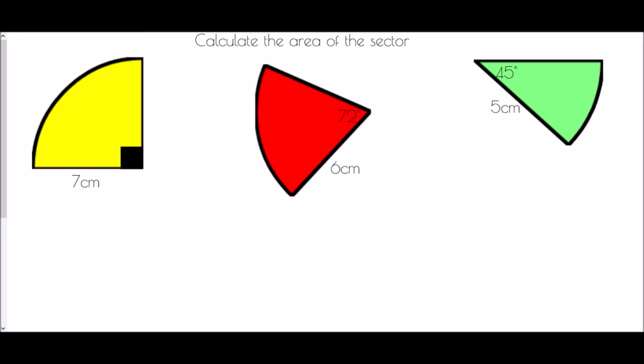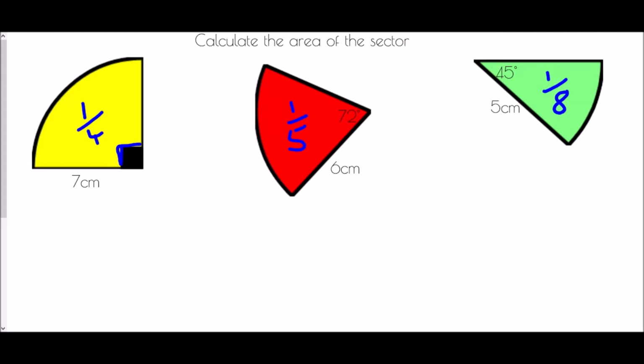Okay, so next we're being asked to find the area of the sector. Now again, this is all to do with how much of a full circle we've got, and I've actually given you exactly the same shapes again. So in the first one, we have a right angle. If we have a right angle, that is a quarter of a full circle. If it's 72 degrees, well, 72 out of 360 we found before was a fifth of a full circle, and 45 degrees, that is an eighth of a full circle.